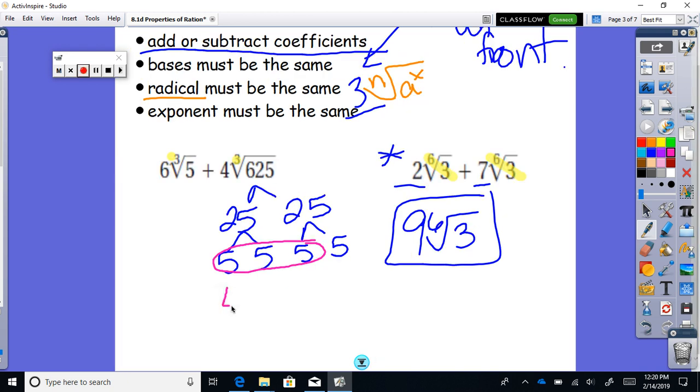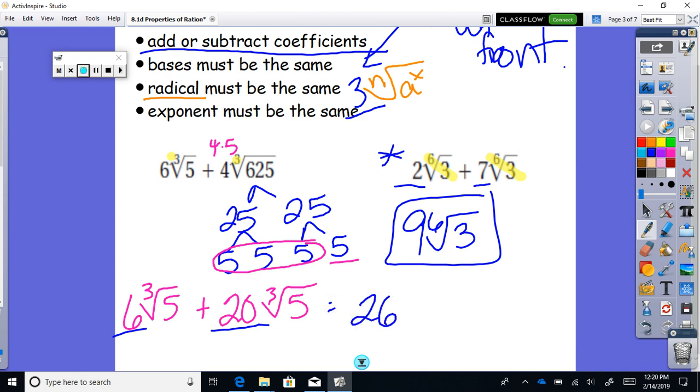Now be careful, there's already a 4 out there, so I'm going to do it up here actually. The 4 that's already there times the 5 that we brought out is going to give me 20. And then we're going to have cubed roots, and there's 1 5 left in there. So now I have 6 cubed roots of 5 plus 20 cubed roots of 5. 6 plus 20 is 26, and cubed roots of 5. So 6 of these plus 20 more is 26 of them. As long as the radical is the same exact thing, you just add the coefficients.